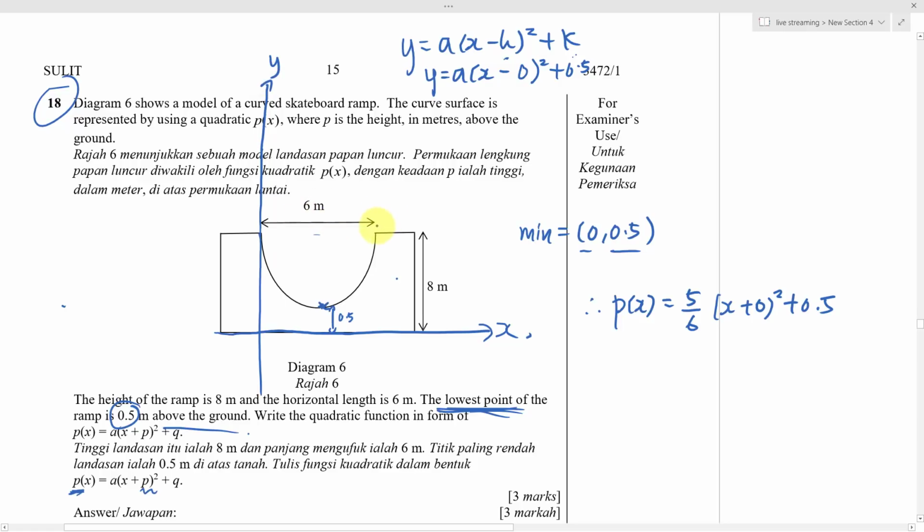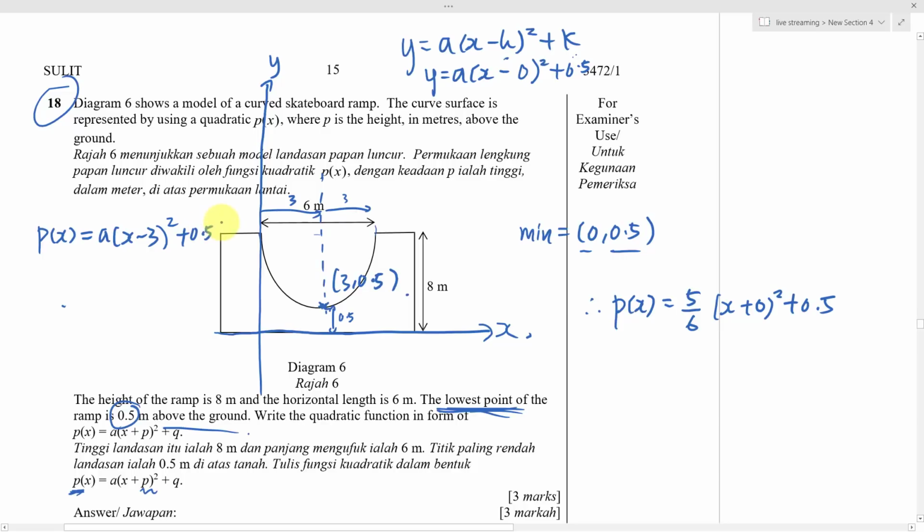And I know this is a parabola curve, right? So its symmetry is at the middle. So if this is the y-axis, the middle here is moving this direction 3 units and 3 units, right? So I know my minimum coordinate now is (3, 0.5). Then I can plug into my equation. So this is x, my p will be minus 3, isn't it? This is how we substitute in, squared plus 0.5.